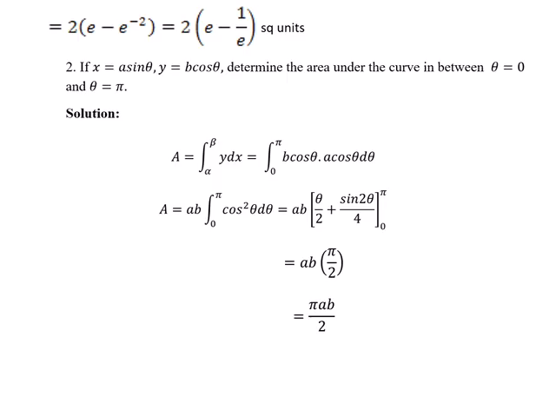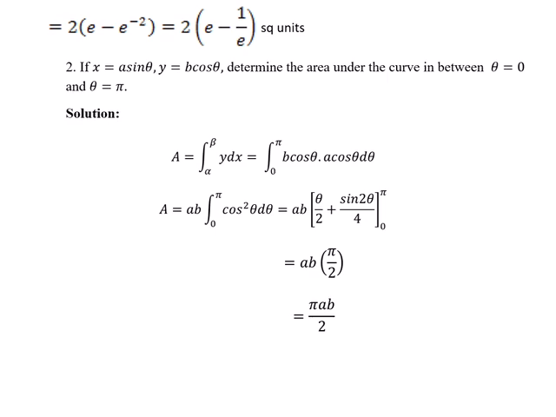Then the next example we have: if x is equal to a sin theta, y equal to b cos theta, determine the area under the curve in between theta equal to 0 and theta equal to pi. Now you know that the area under the curve is equal to integral y dx, and from the question you have y equal to b cos theta, and you also have x equal to a sin theta. So definitely now we are going to integrate with respect to theta.